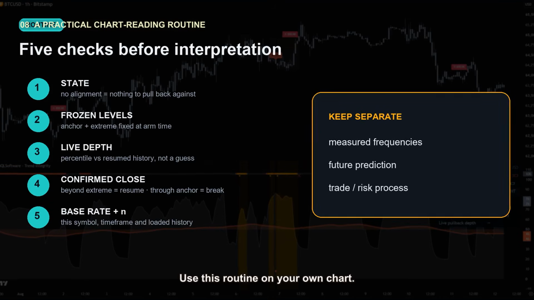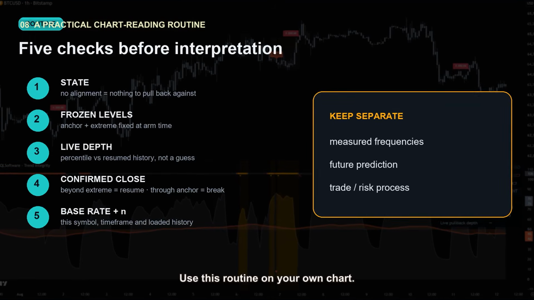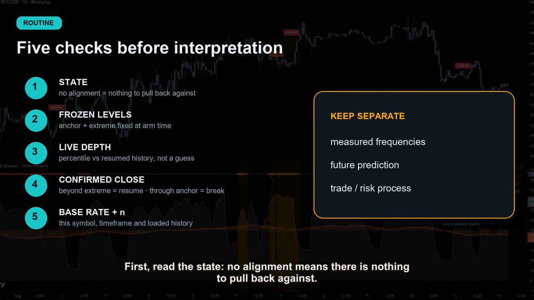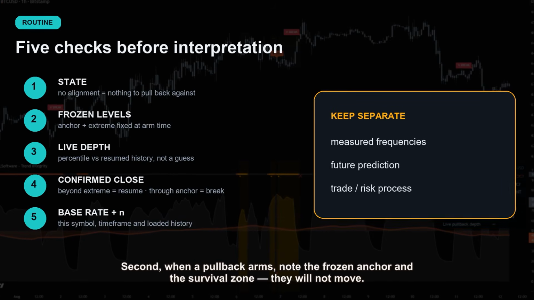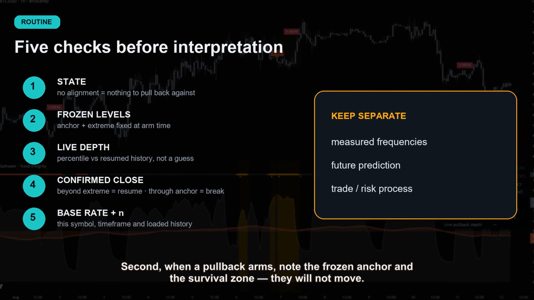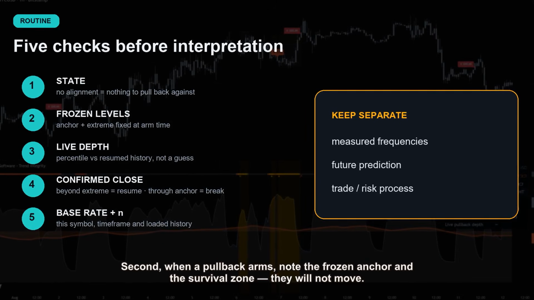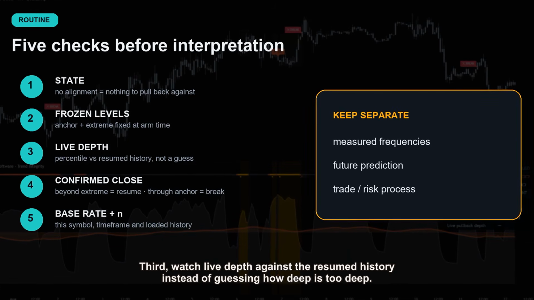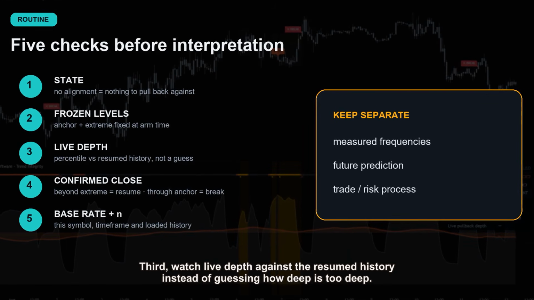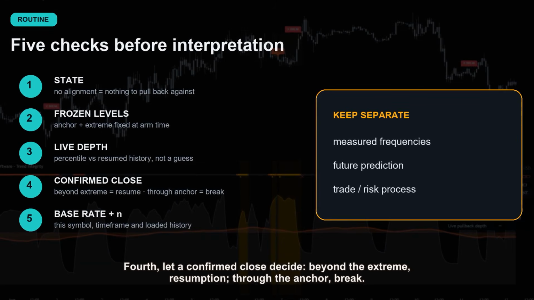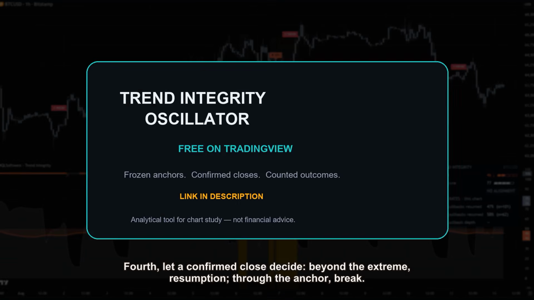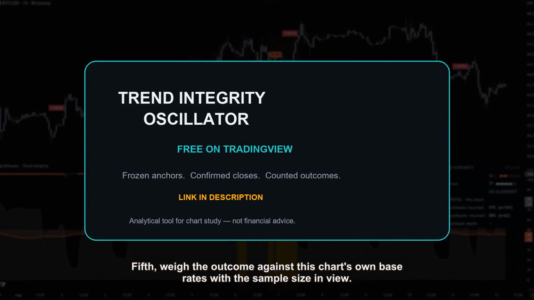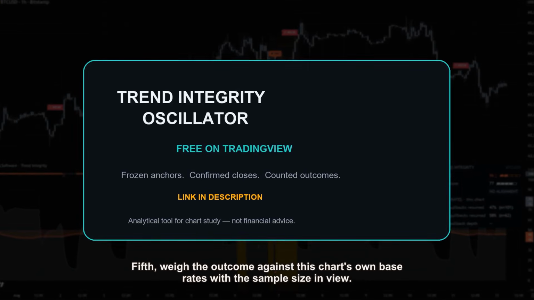Use this routine on your own chart. First, read the state. No alignment means there is nothing to pull back against. Second, when a pullback arms, note the frozen anchor and the survival zone. They will not move. Third, watch live depth against the resumed history instead of guessing how deep is too deep. Fourth, let a confirmed close decide. Beyond the extreme, resumption. Through the anchor, break. Fifth, weigh the outcome against this chart's own base rates with the sample size in view.